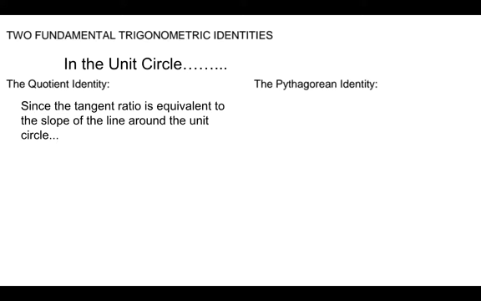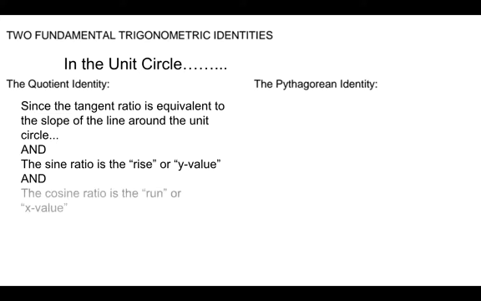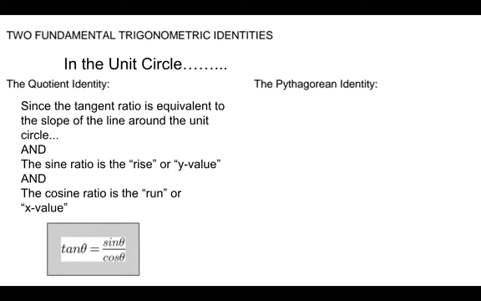But since the tan ratio is the slope, and the sine is the y, or the rise, and cos is the x, then it just makes sense to say that tan is sine over cos, rise over run. That's what works. That's what makes sense.